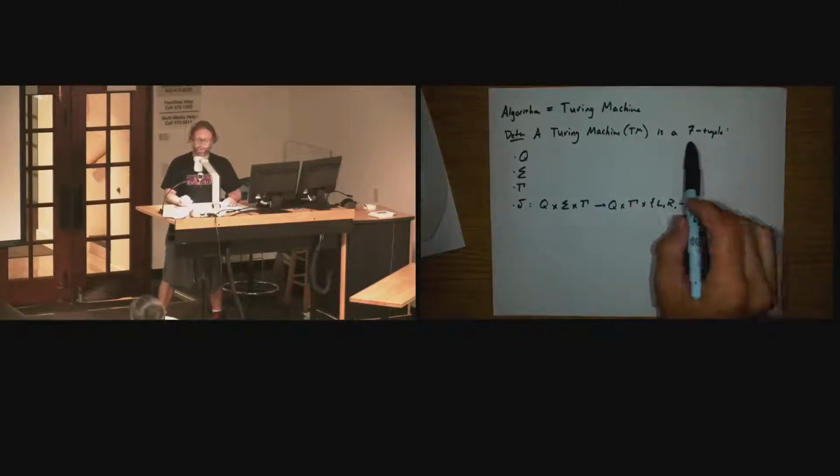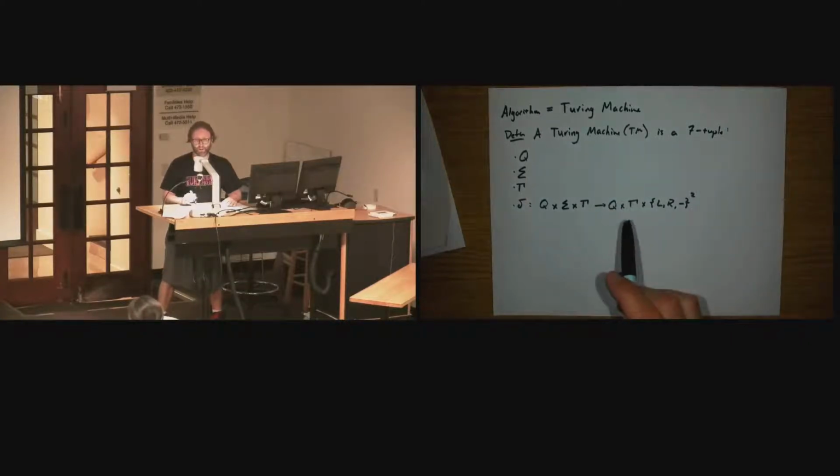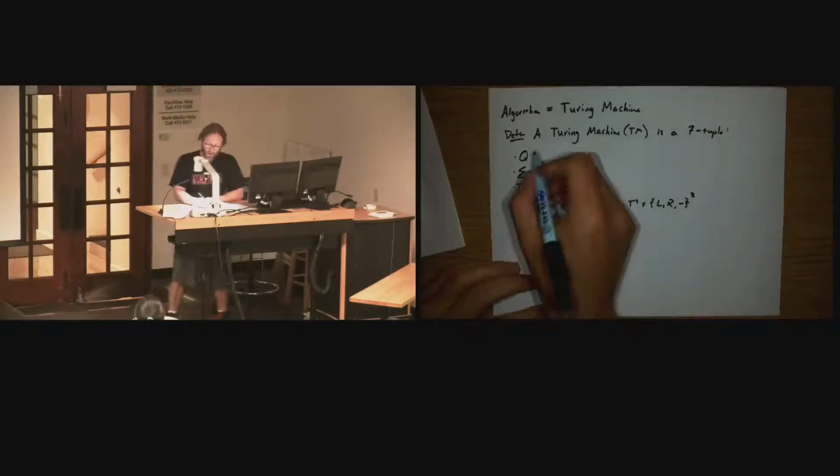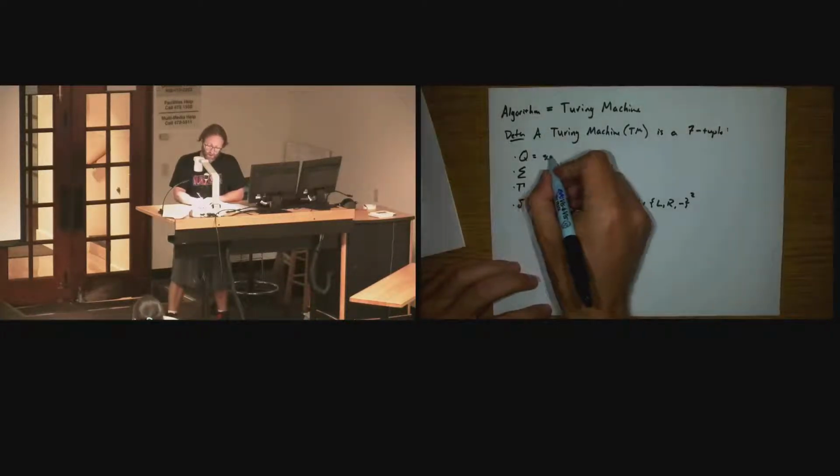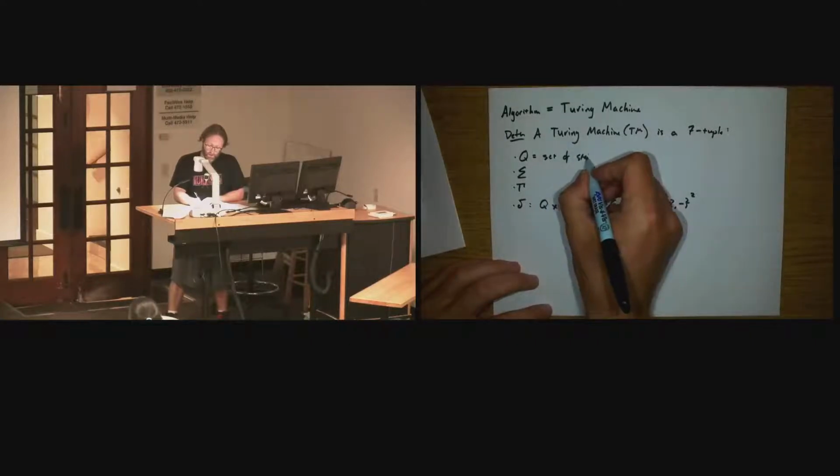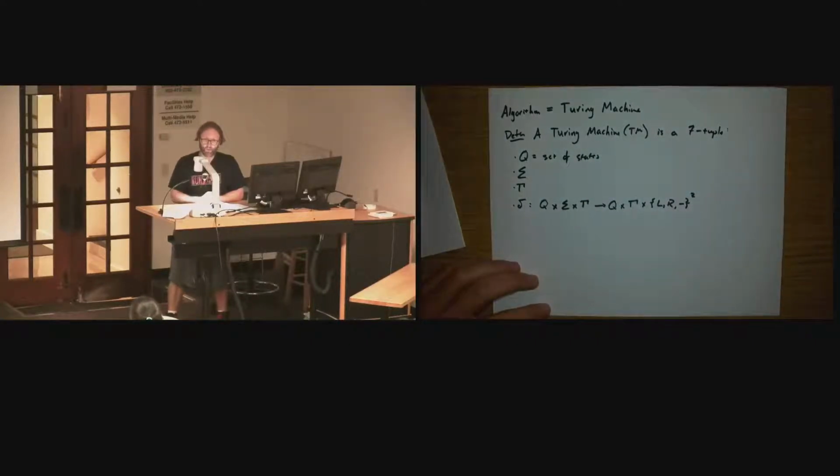In particular, there are 7 parts to this rather than a finite state automaton that only has 5. Basically, in addition to state transitions and stuff like that, you also have access to what's called a work tape. So the Q is a set of states. It's still a finite state machine. In other words, it has a finite number of states that it can be in.